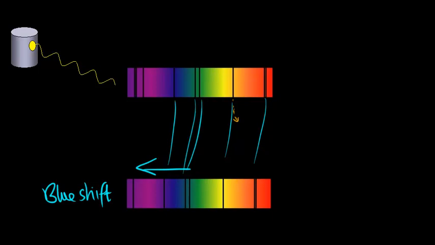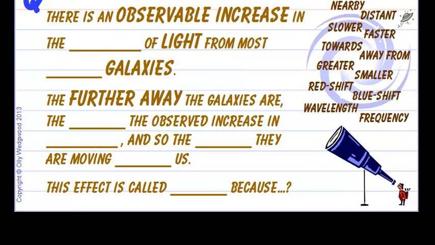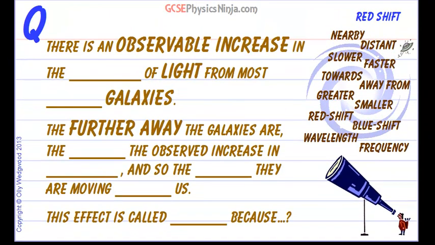But as I say, most of the galaxies are moving away from us, and that gives us evidence for a theory called the Big Bang theory, which we'll look at in the next flashcard. Basically it means that the universe must be expanding if all of these galaxies are moving away. So let's take a look at this flashcard now and see if we can answer it.